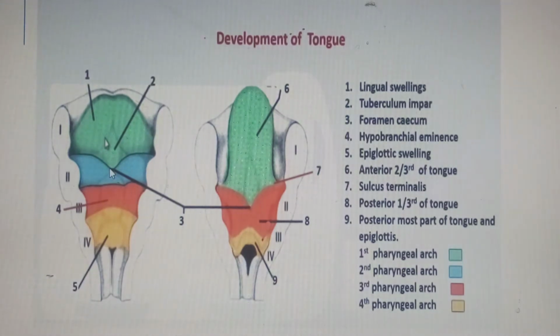And then we said that there will be a foramen cecum. Behind the foramen cecum, we are saying that this is the second pharyngeal arch. But what do you see? Look at the color over here, critically.